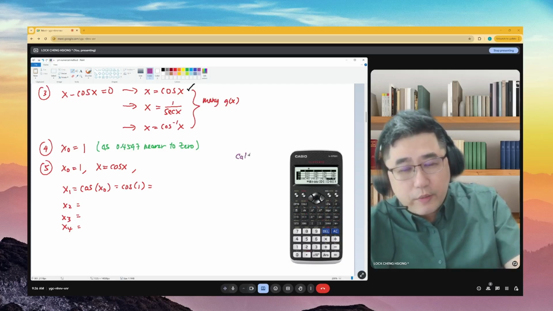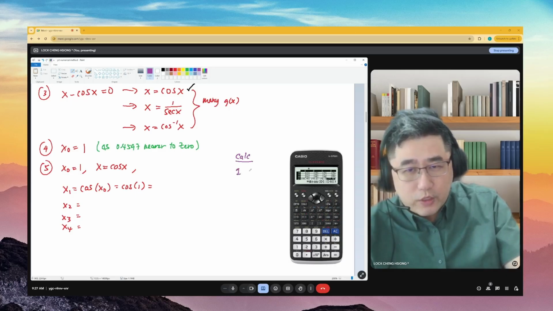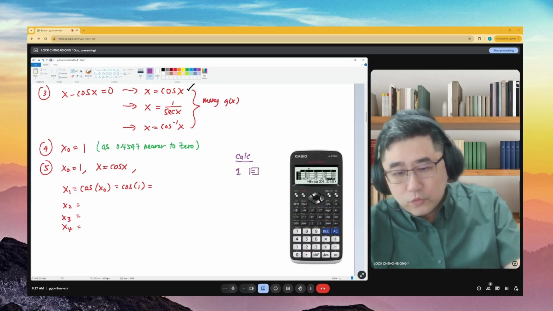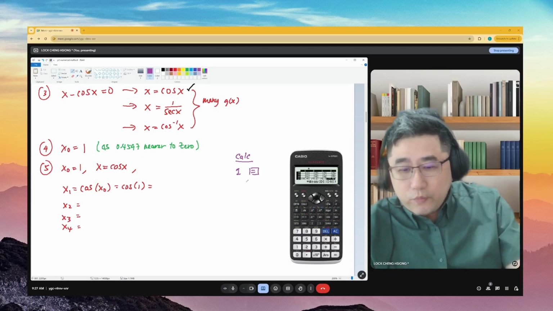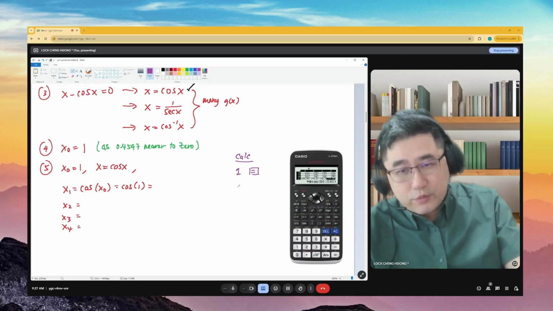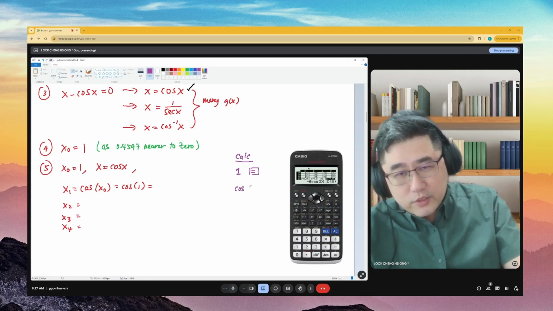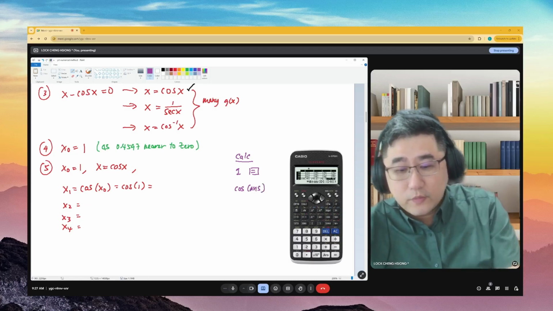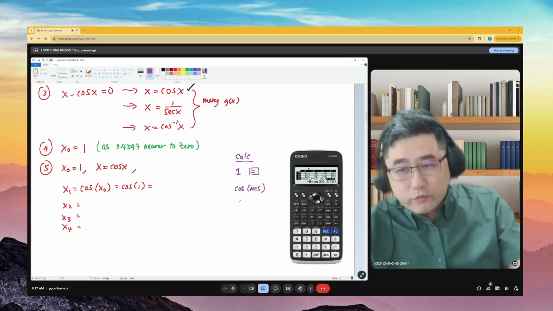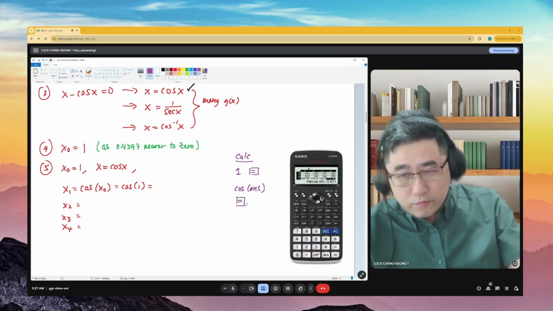So the calculator part. We see that x naught equals 1, so I press 1, I press equal. Remember to set your calculator into radian mode. After that, I have my iteration procedure cos x, isn't it? So I press cos, I press answer. Don't forget about the close bracket. After that, you press equal one time.